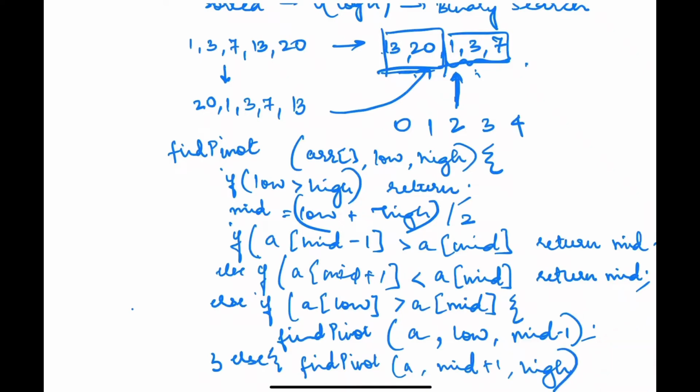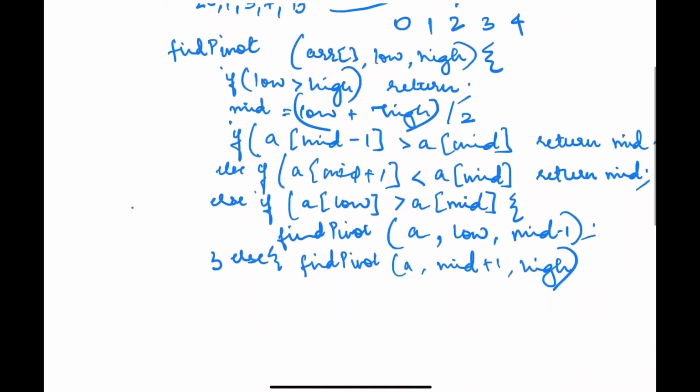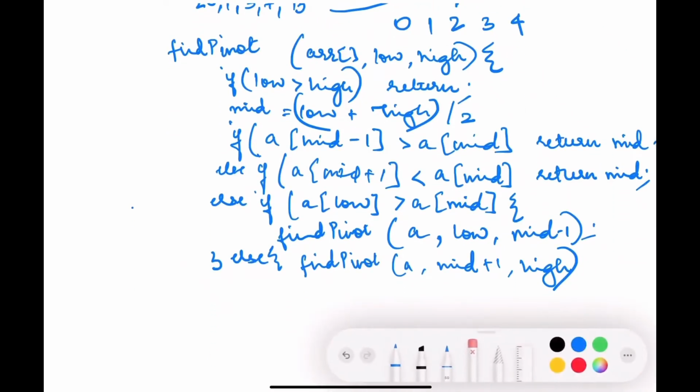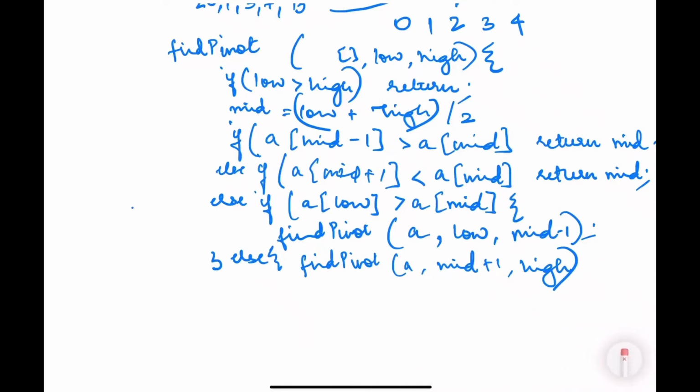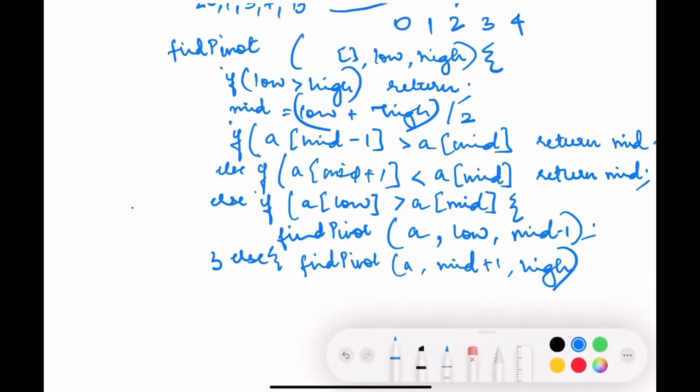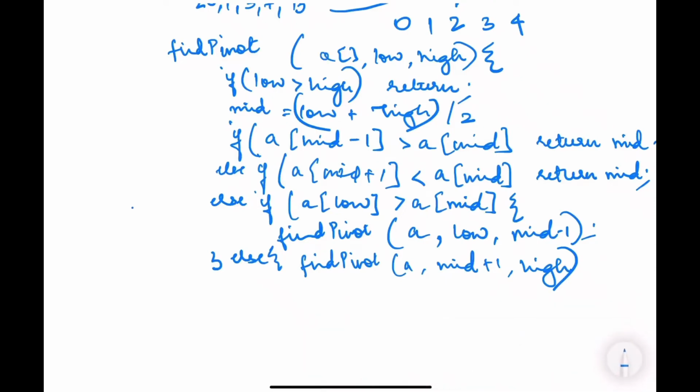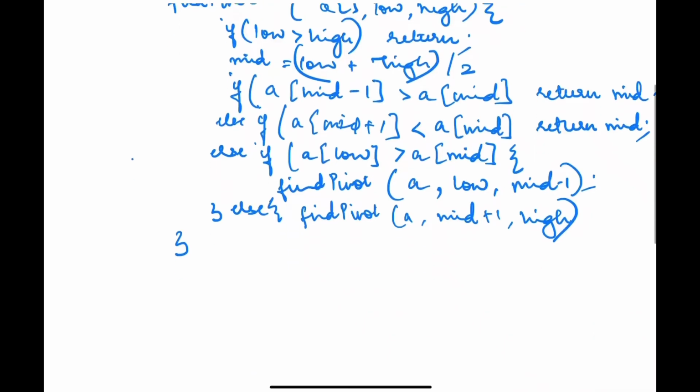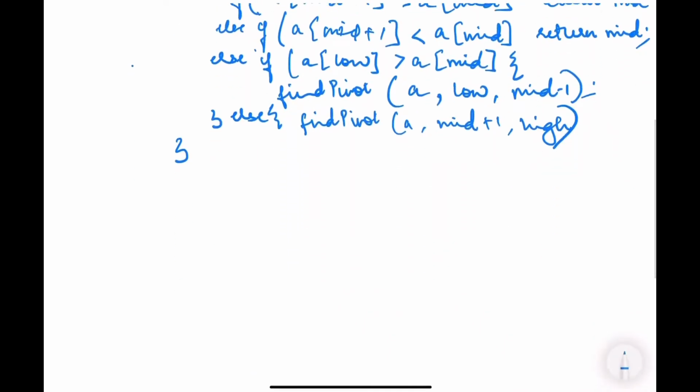I'll just rename this array as well to A only, because we are taking the reference as A everywhere. Okay. So now once you have the pivot element, then the next thing we have to do is divide this entire array into two sub-arrays and recursively call binary search on each.